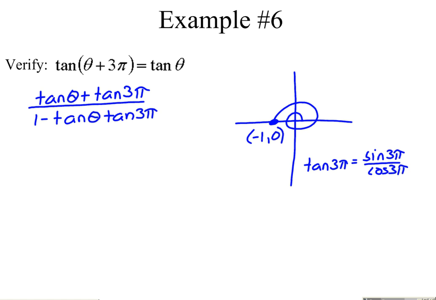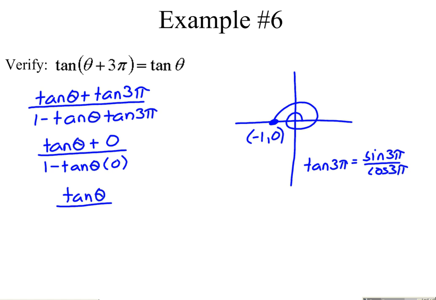Sine of 3 pi is 0. Cosine is negative 1. 0 over negative 1 is 0. So up top here, I end up with tangent plus 0. In the bottom, 1 minus tangent theta times 0. Up top, tangent plus 0 is just tangent. In the bottom, we get 1 minus 0, which is just 1. So we have just tangent theta.